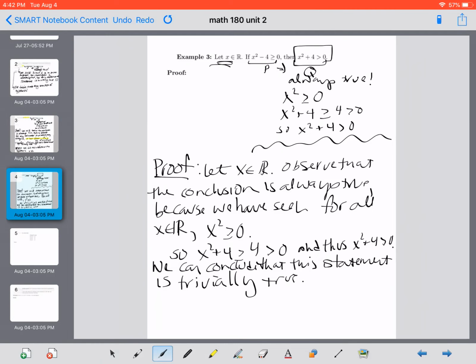That you were able to show the conclusion is true, which means the entire statement is trivially true. This is an important part here, explaining to your reader just exactly why it follows that the entire conditional statement is true. So you're just letting the reader know this was a trivial proof.